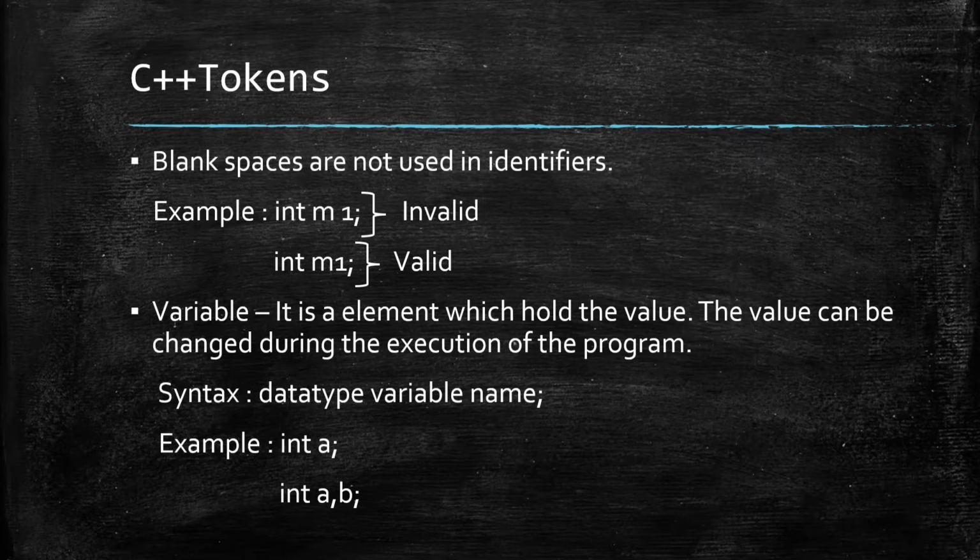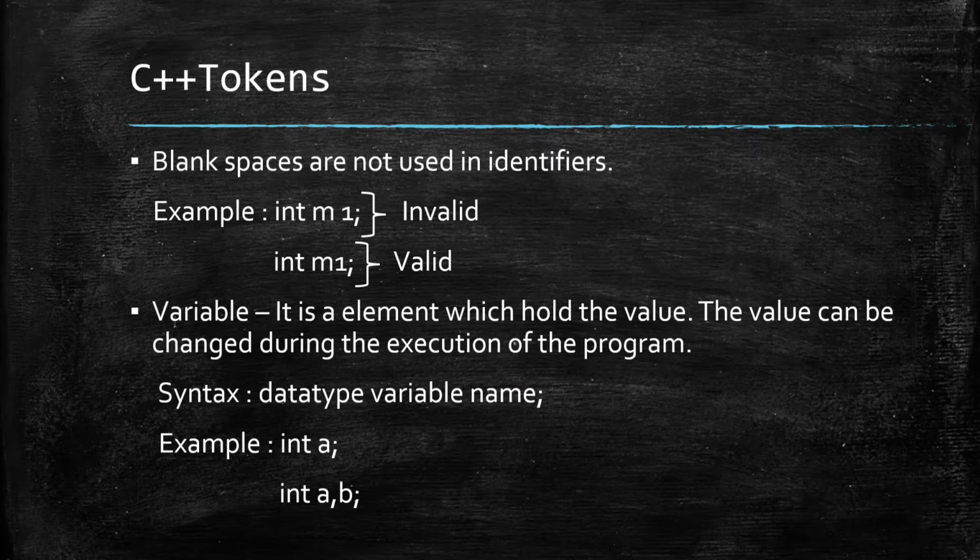So here the example says int m space 1 semicolon. That is invalid because there is a space between m and 1, right? That is invalid. But for a valid example, it's int space for a data type. So int is a data type, space, m1. Together I write without any space, that is valid. Or else I can write m underscore 1. That is also valid. But m space 1 is an invalid example.